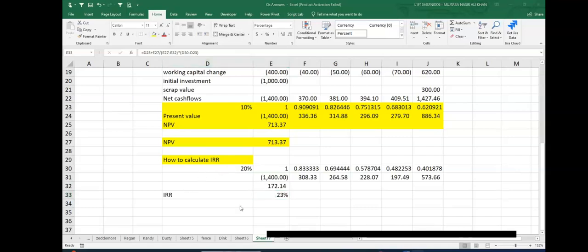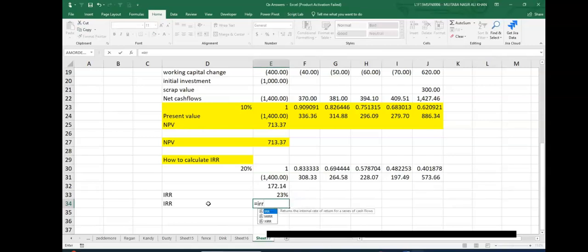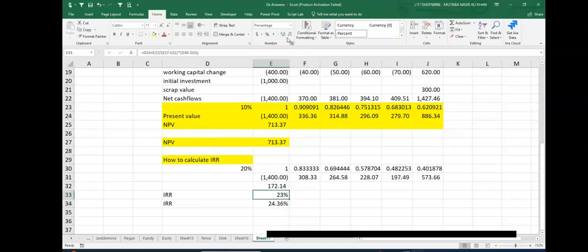We normally solve in this way. But the shortest and sweetest way is you will write equal to IRR. Select all values from year 0 till last year. So approximately the answers are the same. Obviously, we are using different methodologies, that's why the answers are a bit different, but overall the answers are the same. So I request you to use this technique.